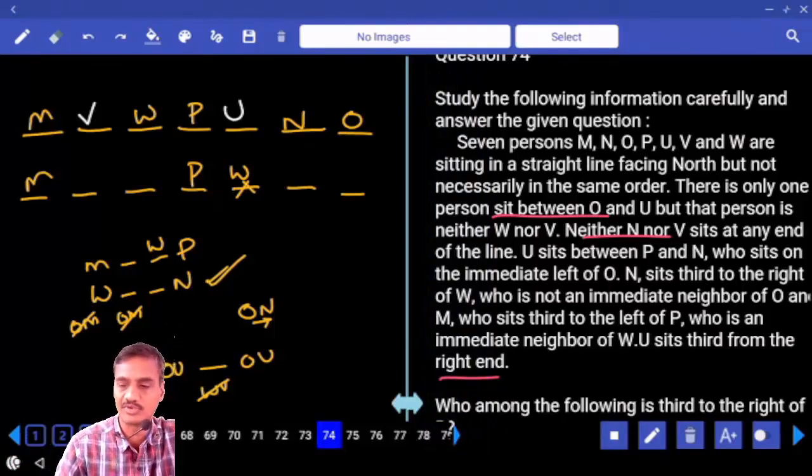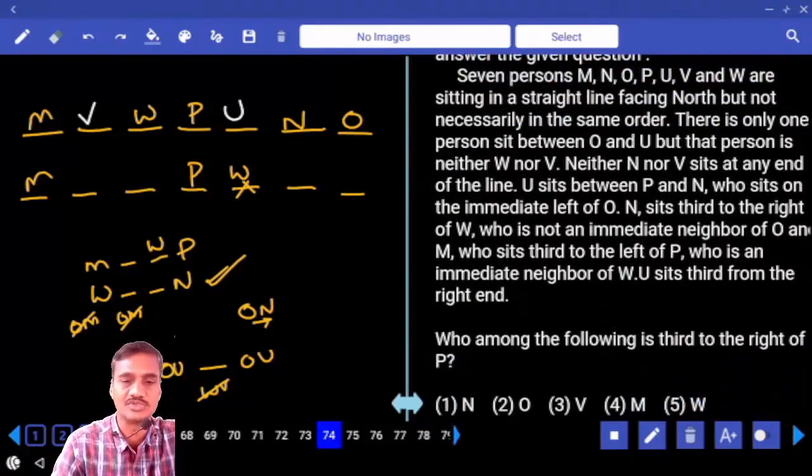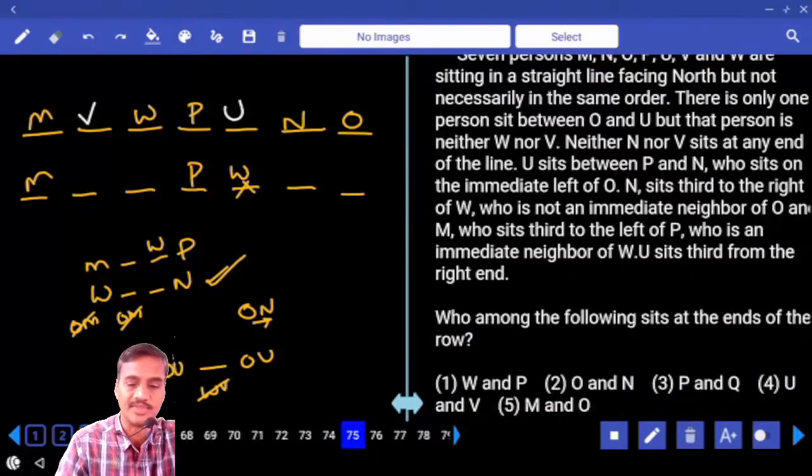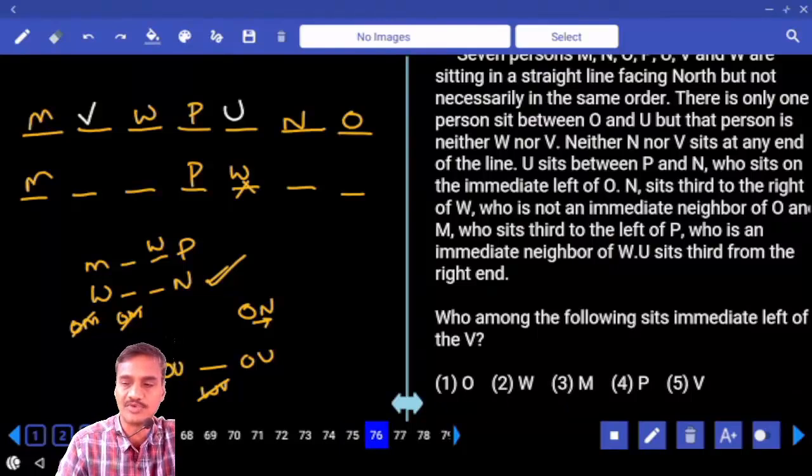Now 74, who among the following is third to the right of P? Third to the right of P is O, choice 2. Then, who among the following sits at the extreme ends of the row? M and O, that is choice 5, 75. And who among the following sits to the immediate left of V? M, that is choice 3.